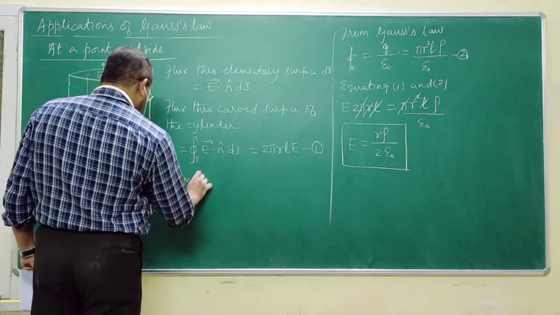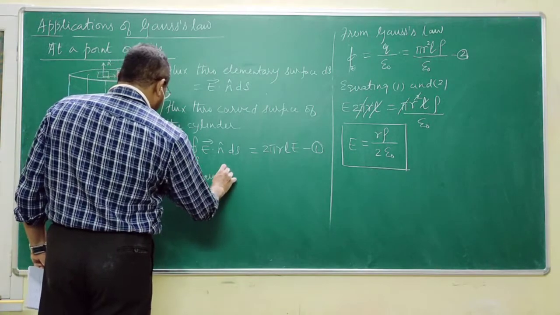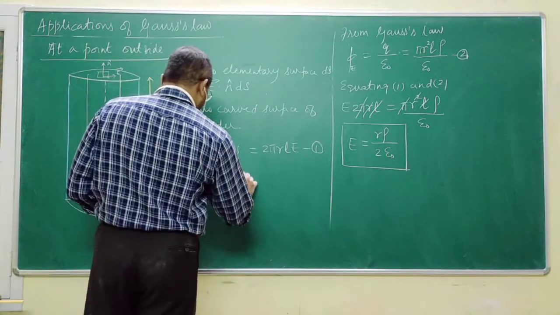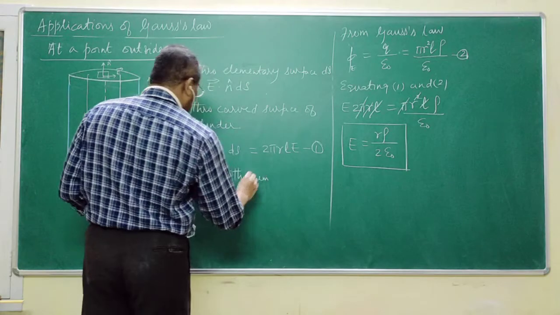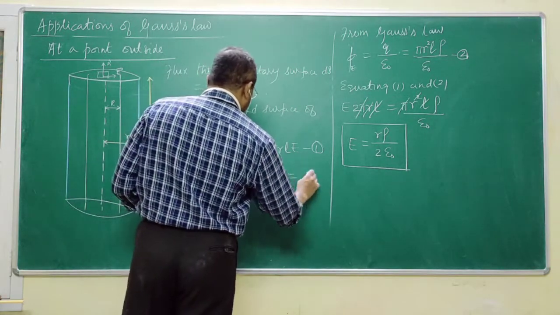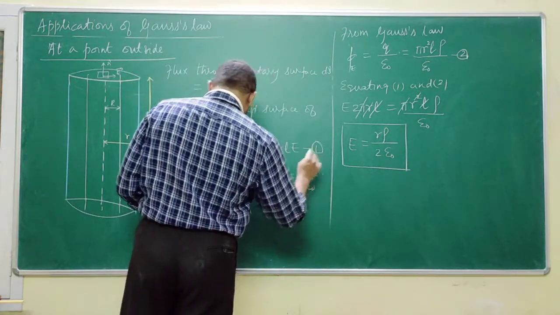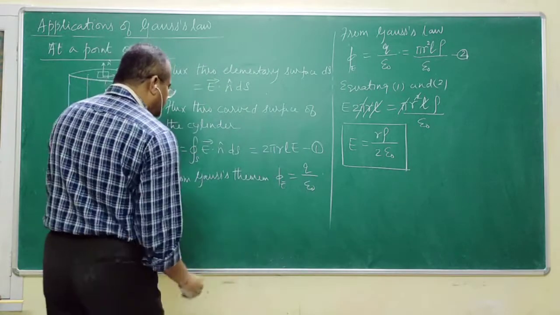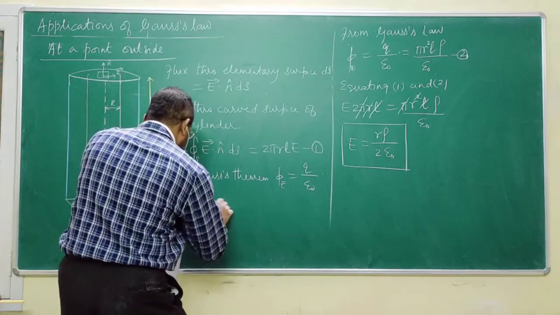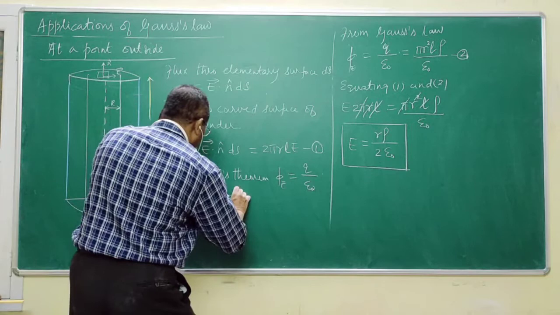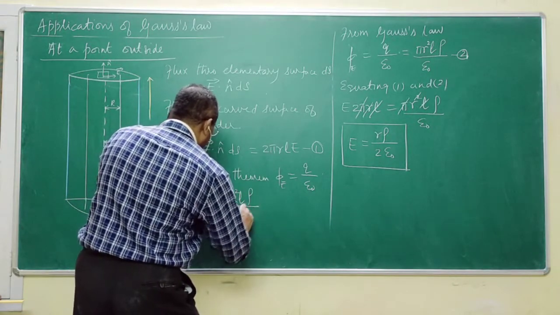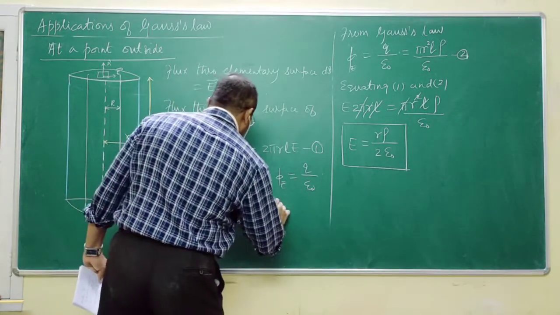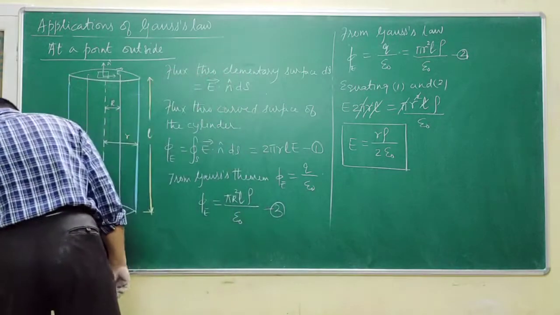From Gauss's theorem, I write phi e is equal to q by epsilon naught. I have to substitute for q. Phi e is volume pi r squared L into rho upon epsilon naught. This is equation 2 for me. Is that okay to you?